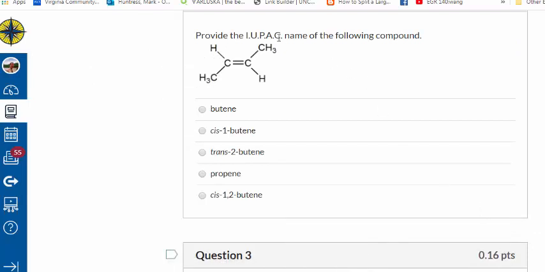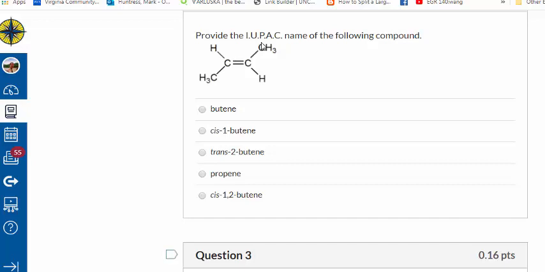All right, number 2. All we're doing is just naming this compound. Step 1 is find the longest chain of carbons. And there it is, 4 carbons, 1, 2, 3, 4. And then we remember the prefix for a 4-carbon chain, which is but-.